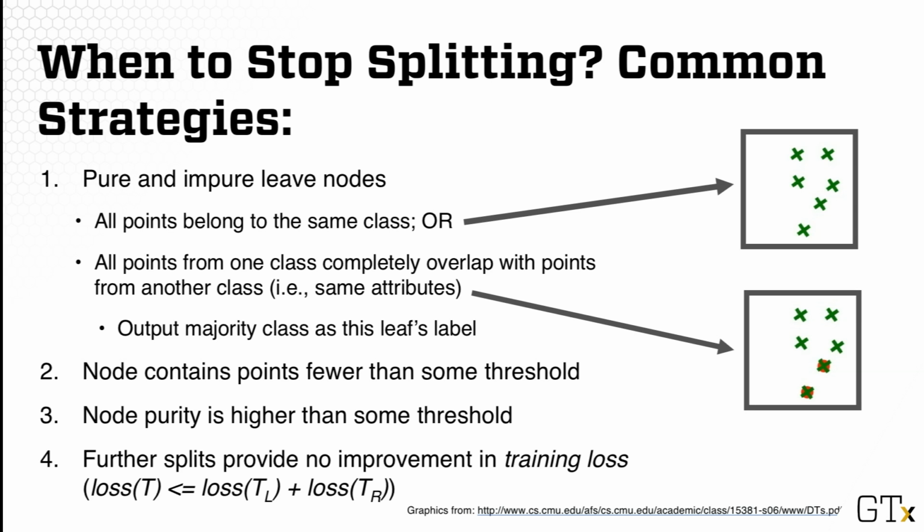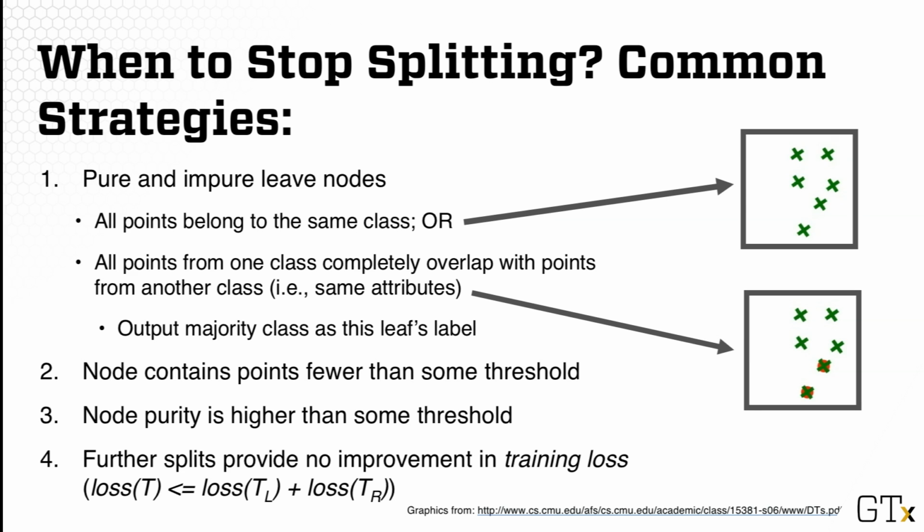For example, you can stop, obviously, when all the points in a leaf node belong to the same class. Or in another scenario where you have two classes, but those points in those two classes completely overlap. So that means you don't really necessarily know how to split anymore. And then you just output the majority class at this leaf as the label.